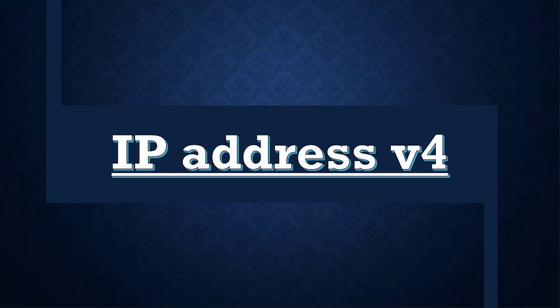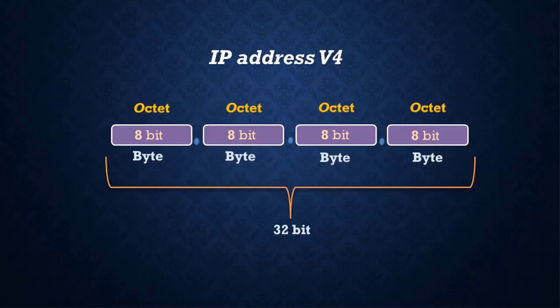An IP address is a unique address that identifies a device on the Internet or a local network. IP stands for Internet Protocol, which is the set of rules governing the format of data sent via the Internet or local network. IPv4 addresses are 32-bit numbers that are typically displayed in dotted decimal notation.